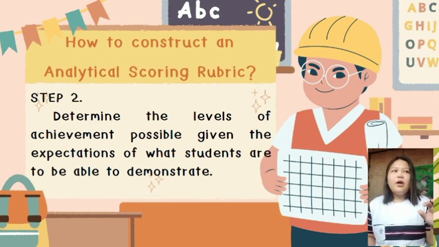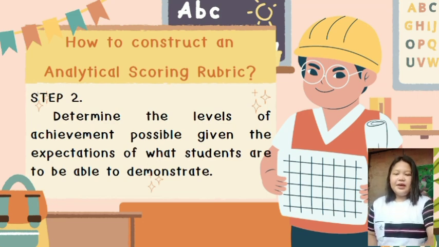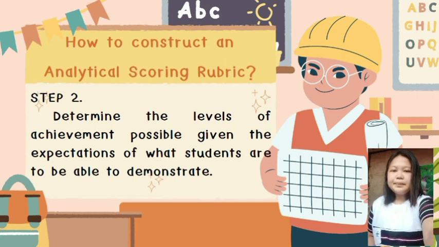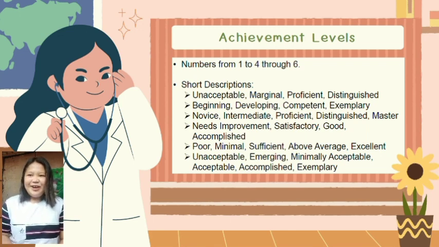So how kanang asa ba na sila dapit, so naara ba na sila sa 3, 4, something like that. So it is mostly accompanied with numbers, na, so that is easy to score. Here's achievement level. So numbers from 1 to 4 through 6. So that's mostly the numbers that are to be associated with the levels of performance, no, nga na. So we have this short description.